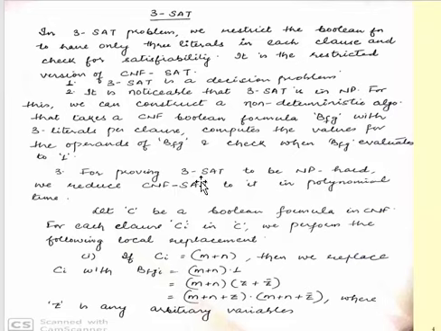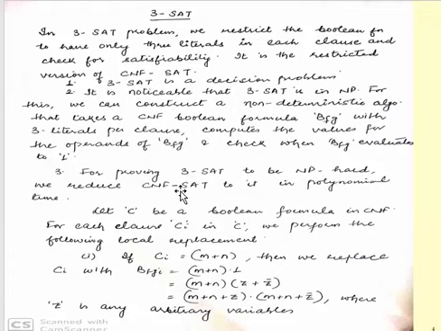Now the third one: we need to prove that 3 SAT is an NP hard problem. In order to prove that this is NP hard, we need to take one problem, and I'm taking here CNF SAT, and I will reduce that CNF SAT to the 3 SAT problem.